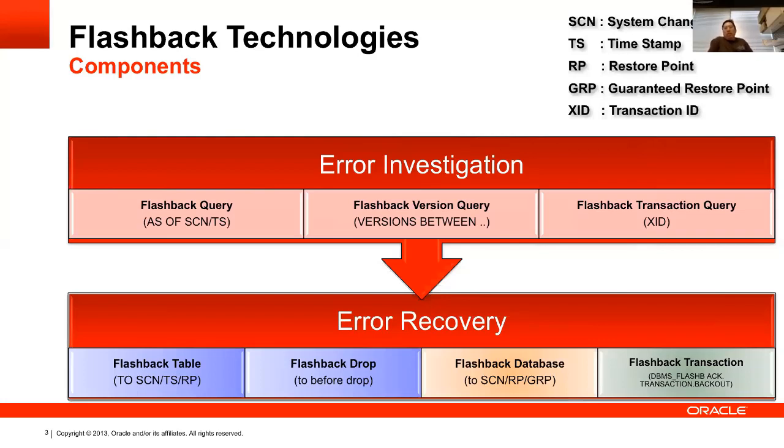And then we have flashback transactions. DBMS flashback transaction backout allows you to take a specific transaction ID or a set of IDs and unwind those. You can unwind those, take a look, and then commit the changes if you really want to undo them. You can also use the cascade option, which allows all the dependent transactions related to that transaction to also be undone. So it's a pretty flexible recovery mechanism at a transaction level as well.